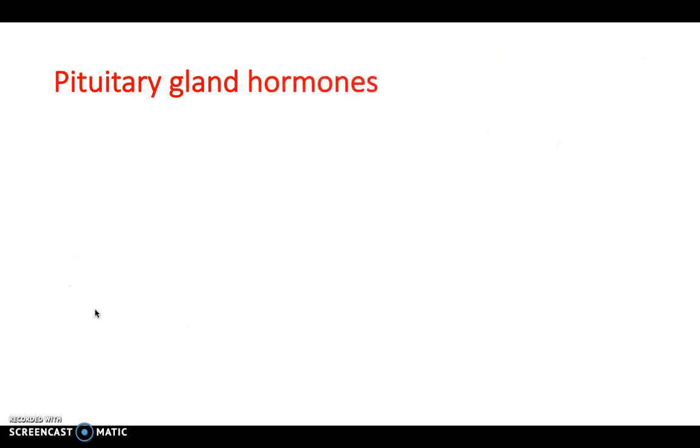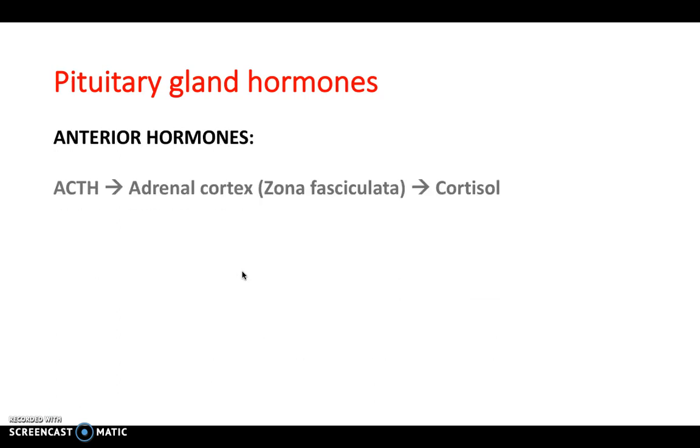Now, it's all well and good knowing the hormones that are released from the anterior and posterior pituitary, but you also need to know what they do and where they act. So, for example, from the anterior pituitary, you have the release of ACTH, which we've already said is adrenocorticotropin hormone, and this acts on the adrenal cortex, more specifically the zona fasciculata, causing the release of cortisol. Cortisol then has many systemic effects as well.